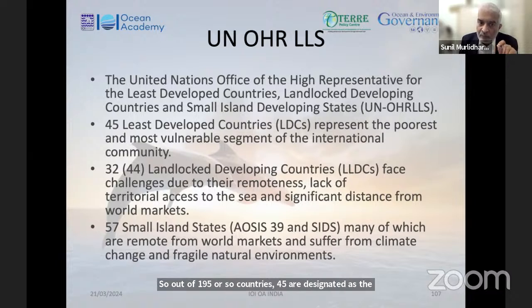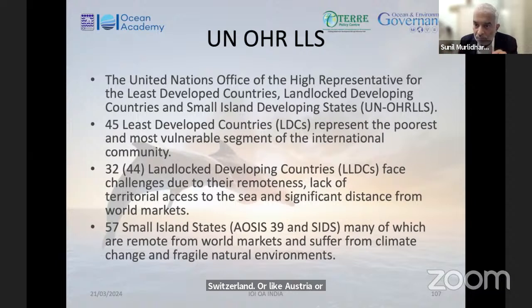Okay. Then there are 32 what are known as landlocked developing countries. There are actually 44 landlocked countries, but 32 of them are the poor countries. The other 12 countries are luckily rich countries like Switzerland or Austria or Liechtenstein. So those are very rich countries, but they're also landlocked countries.